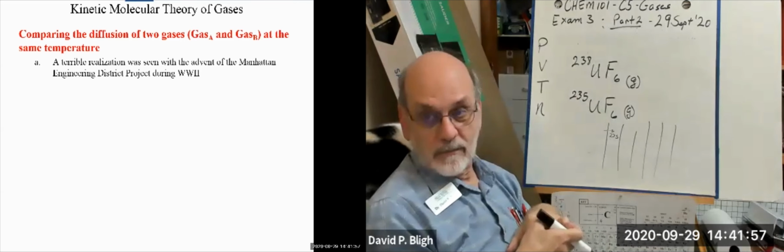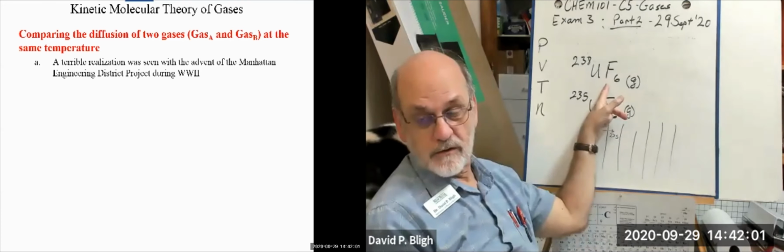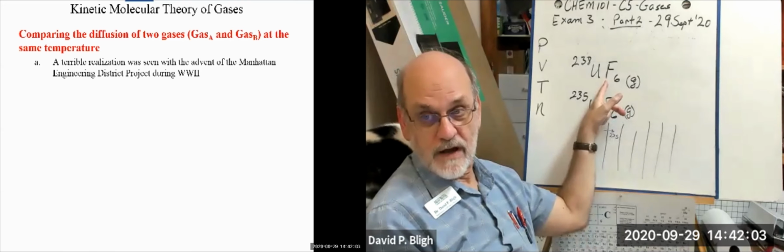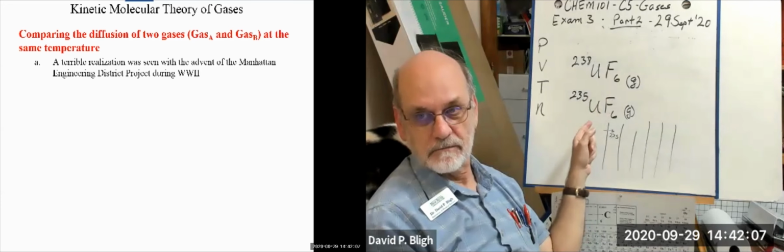So what was the problem? Well, the problem they had to solve was the corrosive nature of the fluoride. Uranium fluoride is extremely corrosive. It will eat up stainless steel in no time.